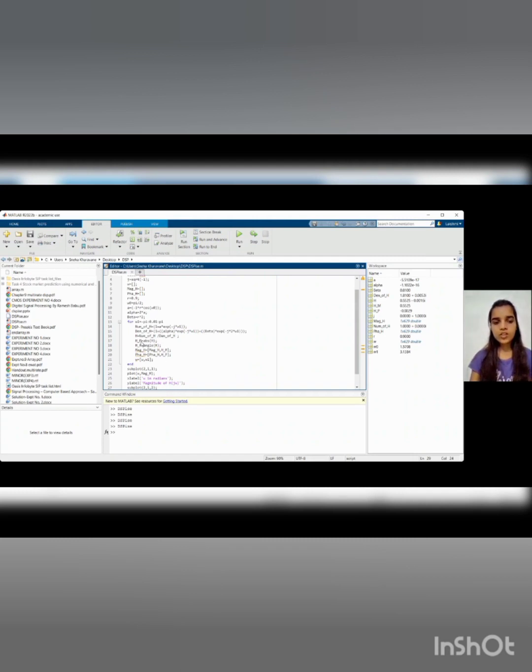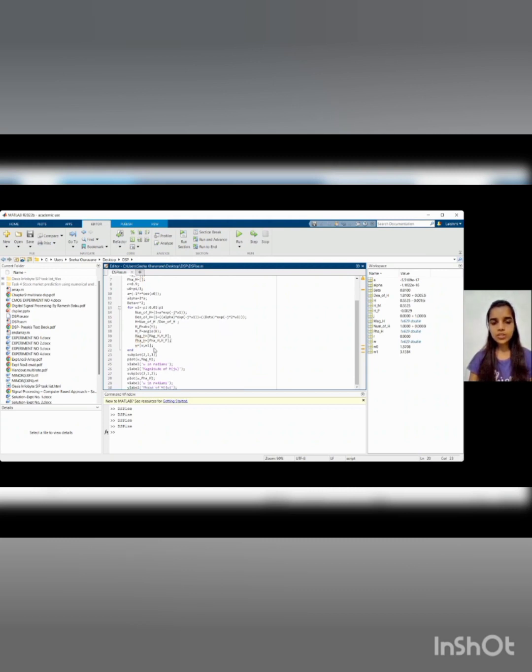For the magnitude of transfer function, we have to consider absolute value of h. So this command is used for magnitude of transfer function. For the phase of transfer function, we have to consider angle of transfer function. This h underscore p is equal to angle of h. This command is used for phase of transfer function. Magnitude of h is given by h underscore m, which is defined here. Similarly, phase angle of h, transfer function is defined here.